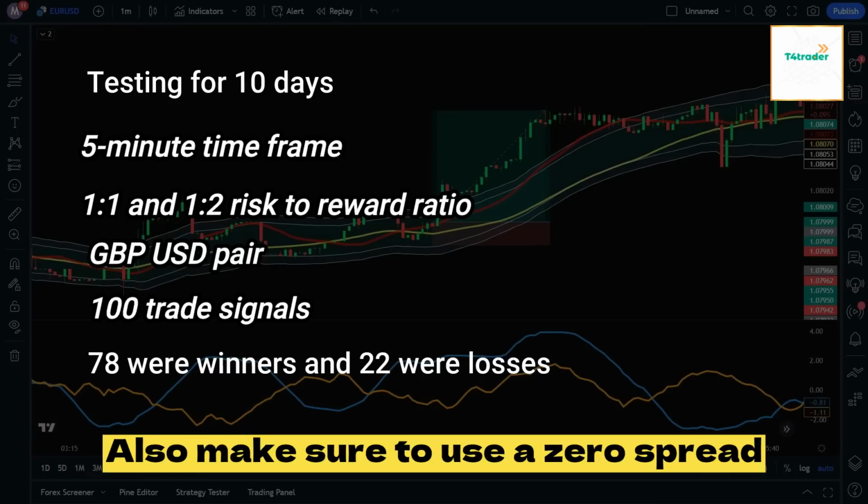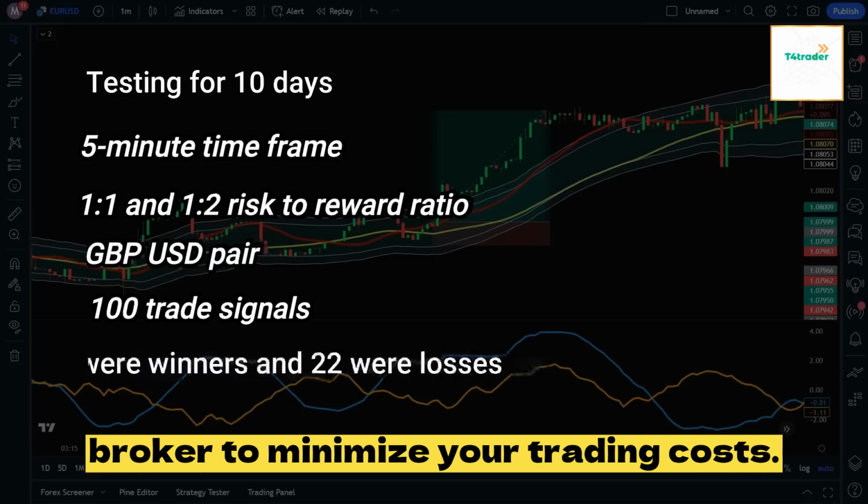Also, make sure to use a zero-spread broker to minimize your trading costs.